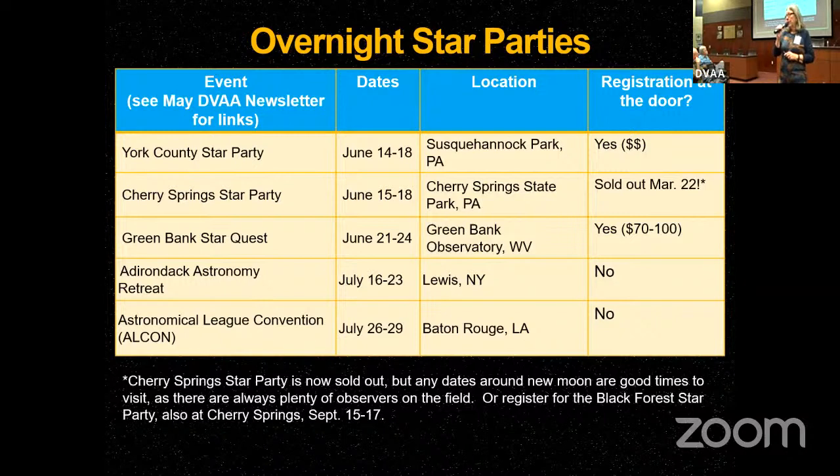Then there are two other ones that weren't here last month. The Adirondack Astronomy Retreat, July 16 to 23rd. And of course, the Alcon Convention in Baton Rouge, which is July 26th to 29th. For more information on any of these, you can go online to the website. There'll be plenty of information on how you sign up or where they are. And also you're free to check the newsletter. They're all in the newsletter as well.